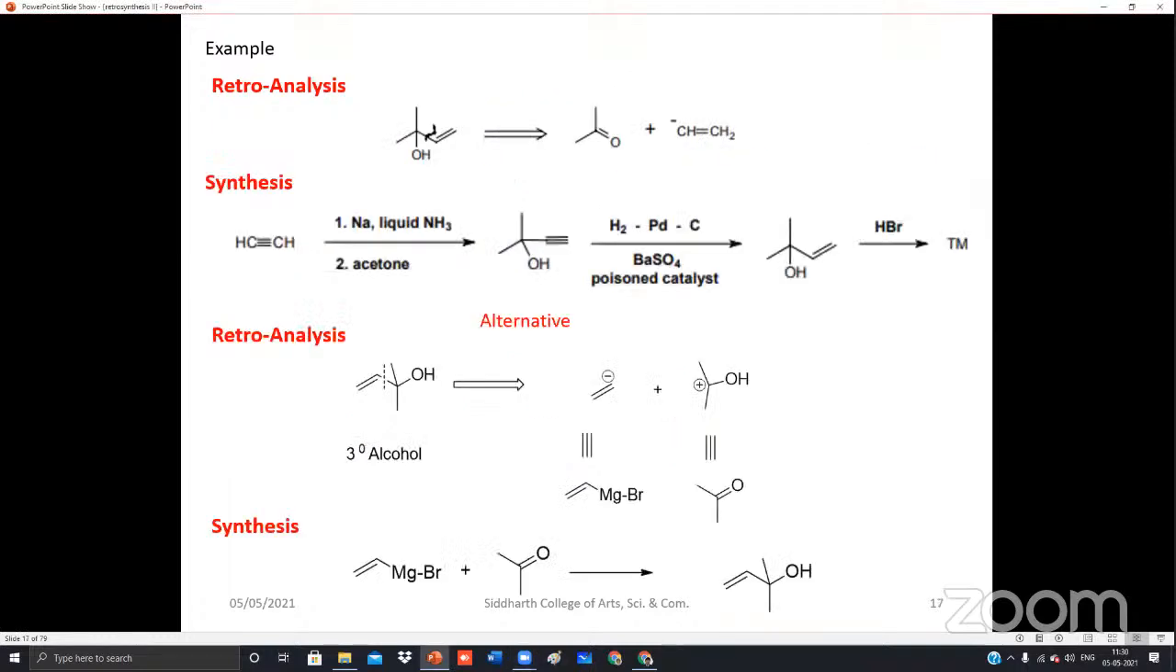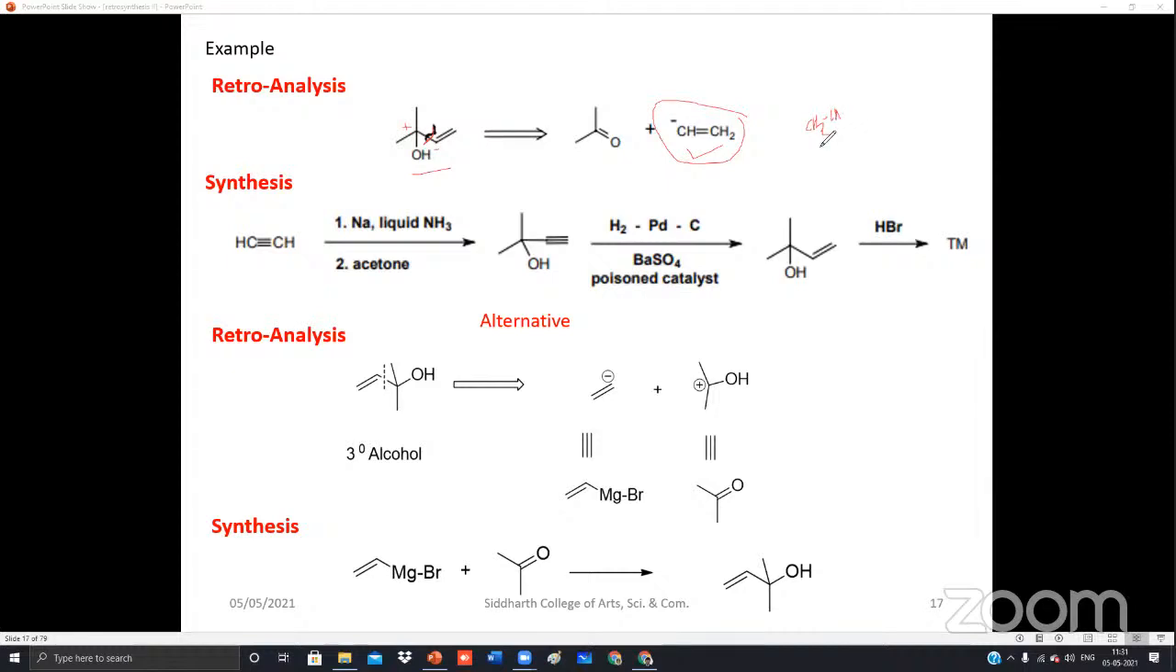Now, suppose we have these molecules. This is again a tertiary alcohol. Now, look at this tertiary alcohol. If you disconnect over here, you will have a ketone. That means this is a positive charge and this will be the negative charge. So this negative synthon is possible with vinyl magnesium bromide. That is the available reagent. You can directly start your reaction with vinyl magnesium bromide.